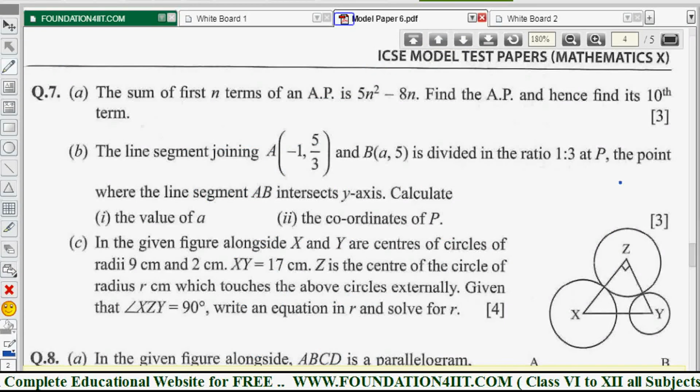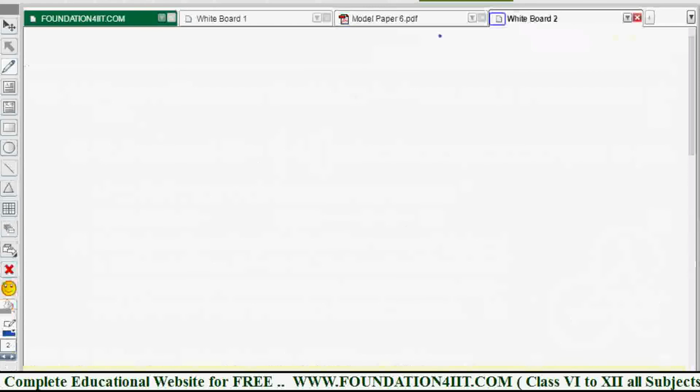This is from the first. Okay, the second is: the line segment joining A minus 1 comma 5 by 3 and B a comma 5 is divided in the ratio 1:3. We'll use the section formula to find the point P, the point where the line segment AB intersects the y-axis. Let me draw the diagram and explain. So using the section formula, you can find the point P. The line segment joining A and B, so this is x1, y1 and B is x2, y2, dividing in the ratio 1:3. So let's find the point P first.